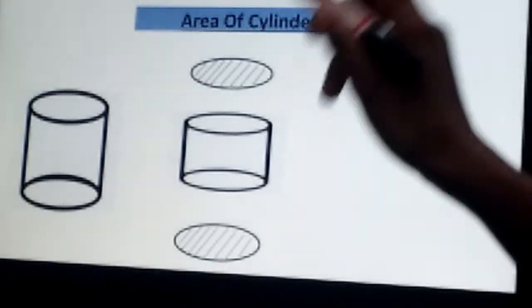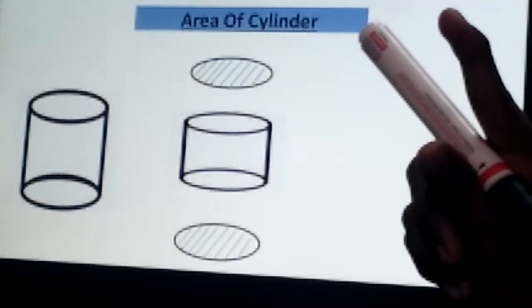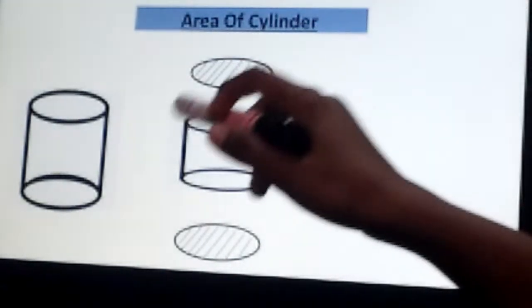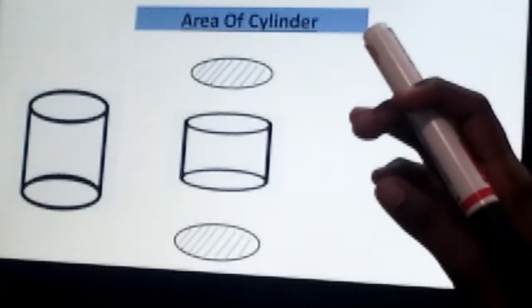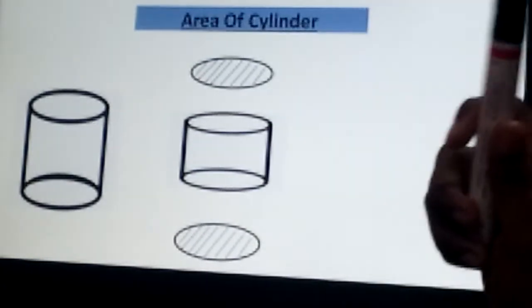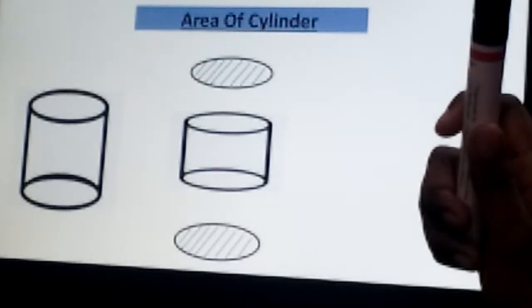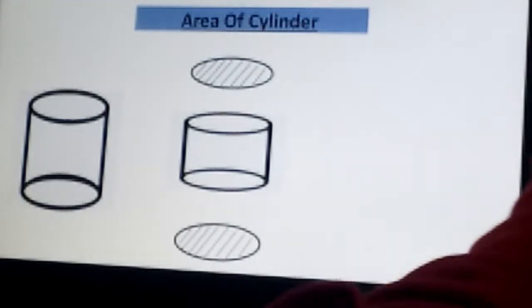Now we know that the area of a circle is pi r square. But what about the area of the circular body? Any guesses? For that I will show you a magic. Ready for the magic? Okay, let's get started. Be ready for the magic.